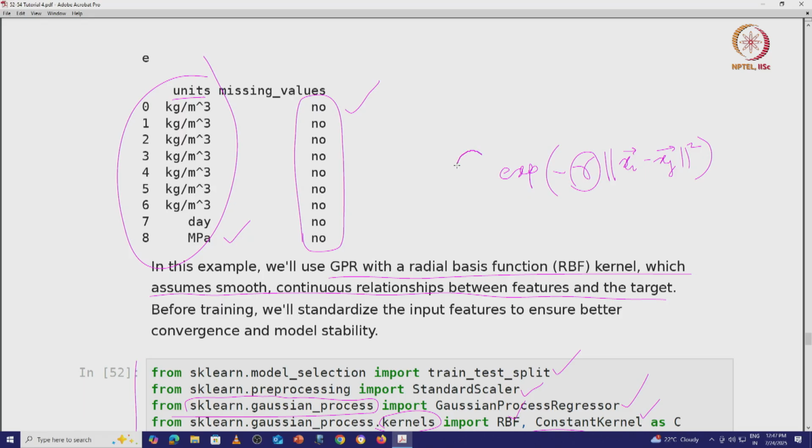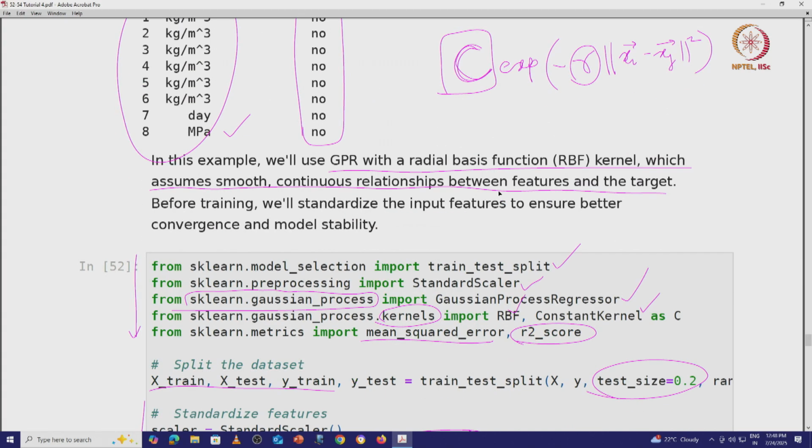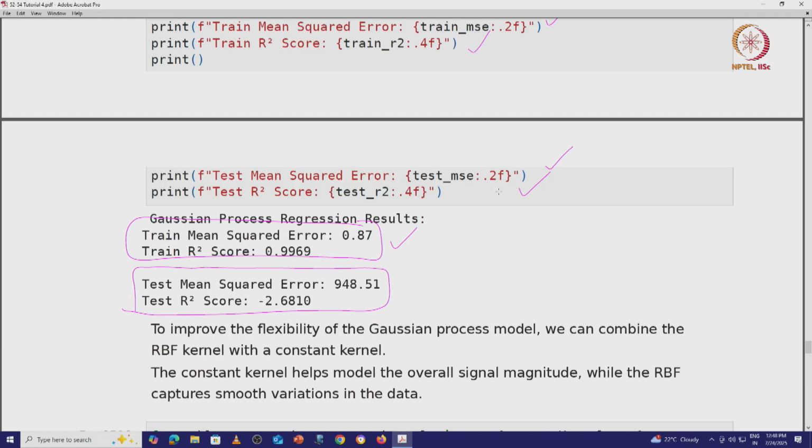So what if we multiply this RBF kernel by a constant kernel, right. So this constant kernel will set a scale for the covariance. So that is one way we can think of to improve the flexibility of the kernel as well as the flexibility of the GPR model. So that is what we are going to do next. We are going to scale the RBF kernel by a constant value. So let us go ahead and do that.